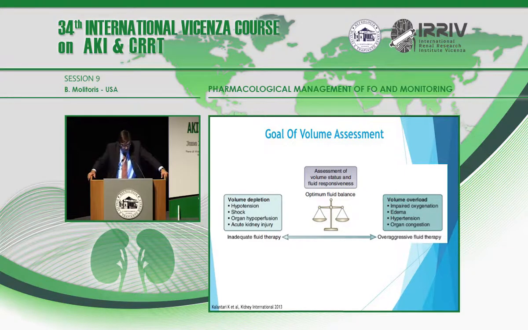So obviously the goal of volume assessment is to have optimal fluid balance, which is an individual patient phenomenon. Some of our patients suffer from volume depletion, many suffer from volume overload, and the physician is responsible for changing one to the other by not understanding and being able to quantify adequate volume status in our patients.